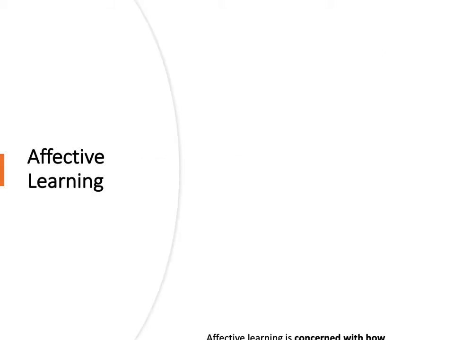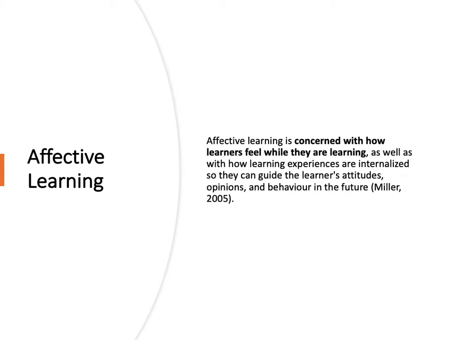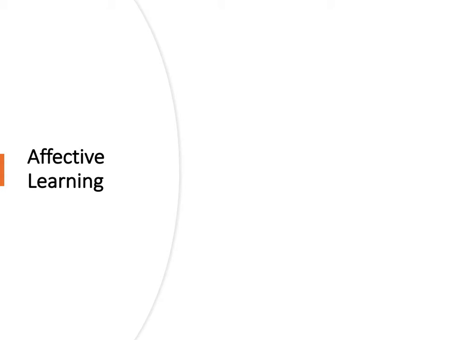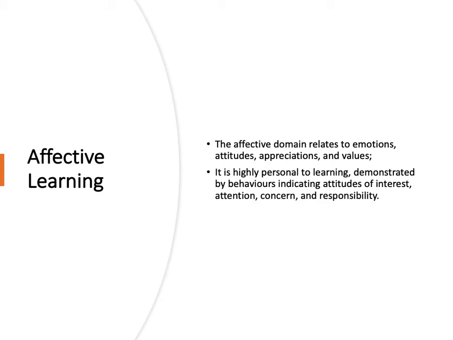Affective learning. Affective learning is concerned with how learners feel while they are learning, as well as with how learning experiences are internalized so they can guide the learner's attitudes, opinions, and behavior in the future. The affective domain relates to emotions, attitudes, appreciations, and values. It is highly personal to learning, demonstrated by behaviors indicating attitudes of interest, attention, concern, and responsibility.